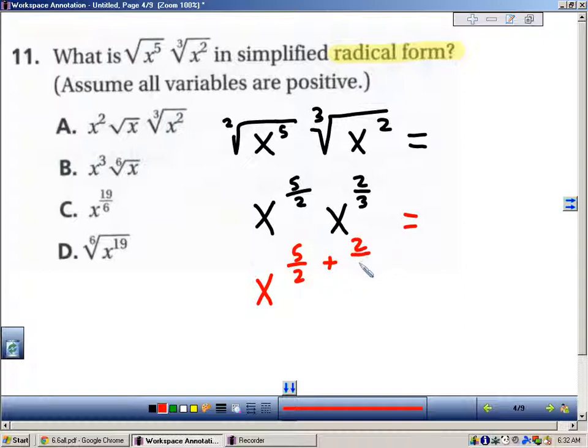So in order to add the exponents, we've got to have a common denominator, which is 6, and multiply this by 2. And middle school math is coming in handy here. So we end up with 15/6 plus 4/6. Adding those together gives us 19/6.